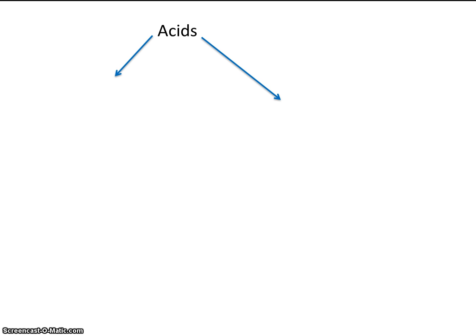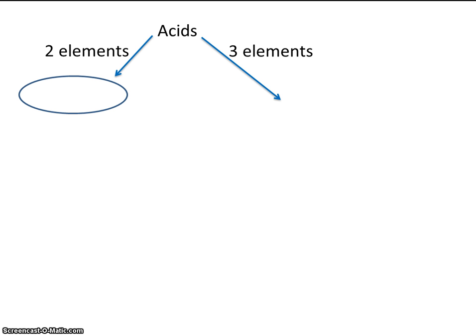In this video, we'll have a brief introduction to how to name acids, and then we'll take a look at a few examples. We can divide up acids into two categories: acids that contain 2 elements and acids that contain 3 elements. Here are the rules. For acids that contain 2 elements, we'll be using the prefix hydro and the suffix ic.